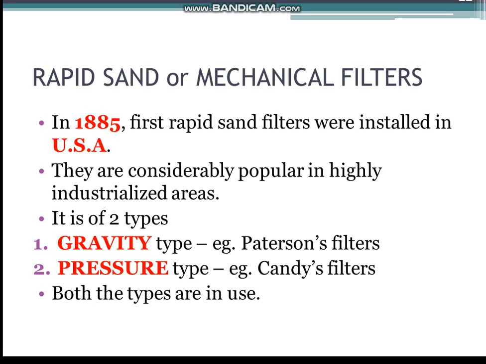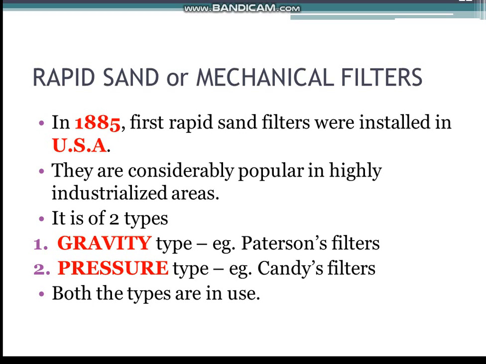Moving on to rapid sand or mechanical filters. In 1885, the first rapid sand filters were installed in the USA. Since that time, they have gained considerable popularity, especially in highly industrialized countries. Rapid sand filters are of two types: the gravity type, example Paterson's filter, and the pressure type, example Candy's filter. Both the types are in use.